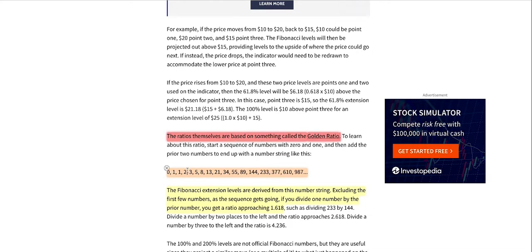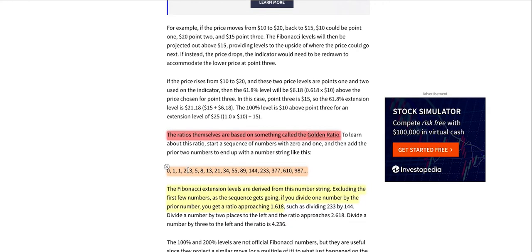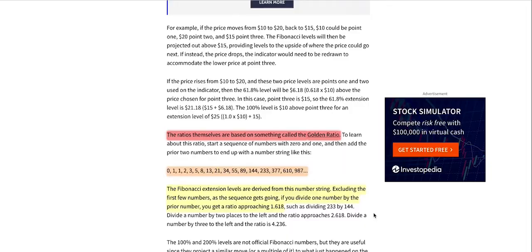Going a little deeper, the ratios themselves are based on something called the golden ratio. That's simply that each number in this sequence is the sum total of the two preceding numbers. So the Fibonacci extensions are derived from this number string, excluding the first few numbers, of course. But as the sequence gets going, if you divide one number by the prior number, you get a ratio that gets closer to 1.618. That is a magic number.